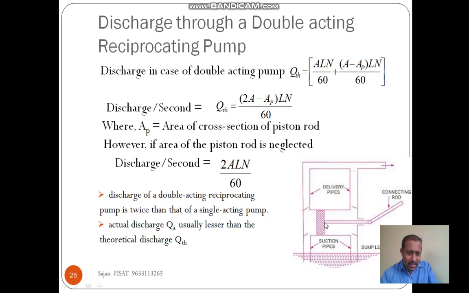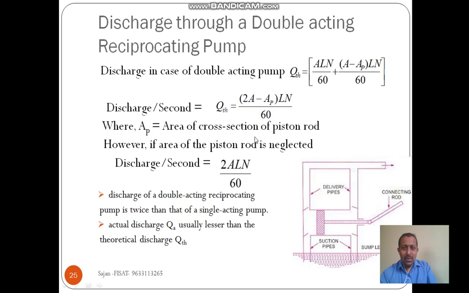Here you can see that one obstruction is here, that is the area of the piston rod. So when the piston is moving from left to right, the volume of water delivered through the right delivery pipe will be less than what we get from the left side, because here is an obstruction, so we have to reduce this area. That is, on the right side, A minus area of piston rod into LN by 60 is the discharge, and on the left side it is A into LN by 60, and the sum is the total double acting discharge. So we can rewrite like this: Q theoretical is equal to (2A minus AP) LN by 60.